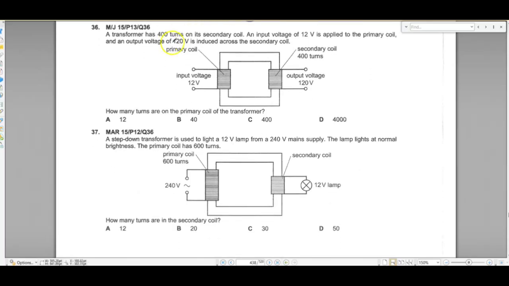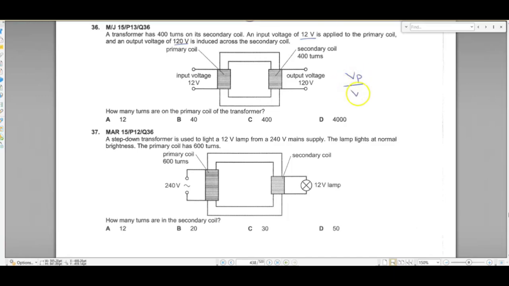A transformer has 400 turns on its secondary coil and an input voltage of 12 volts is applied to the primary coil. An output voltage of 120 volts is induced across the secondary coil. How many turns are on the primary coil in the transformer?